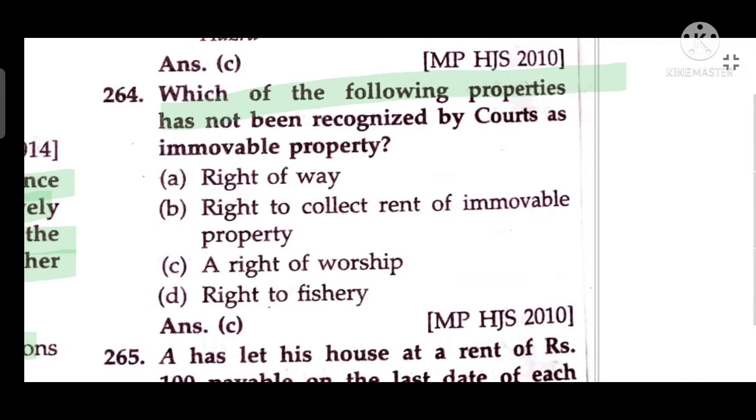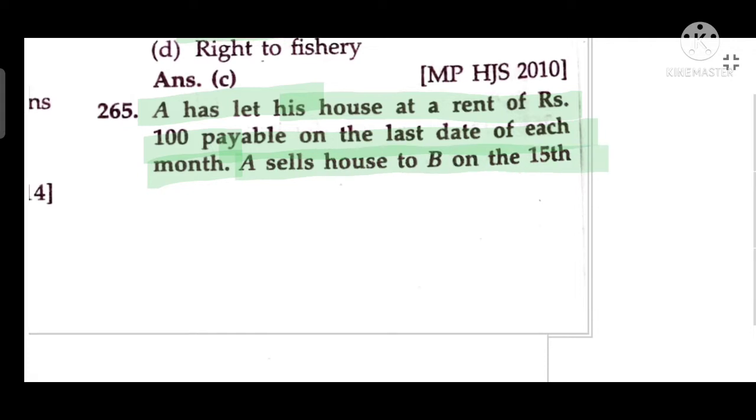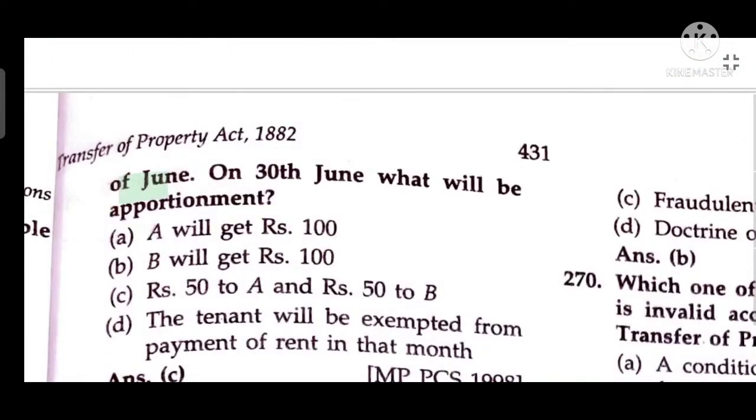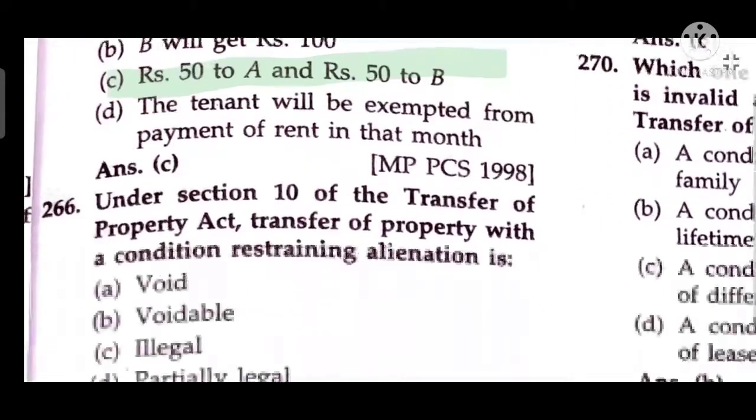Which one of the following properties has not been recognized by the court as immovable property? A right of worship. A has let his house at rent of rupees 100 payable on the last date of each month. A sells his house to B on the 15th of June. On 30th of June, what will be the apportionment? 50 to A and 50 to B.